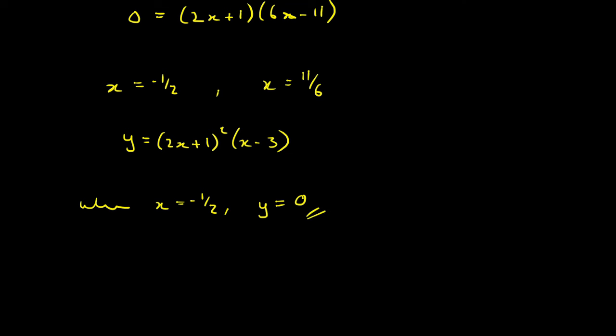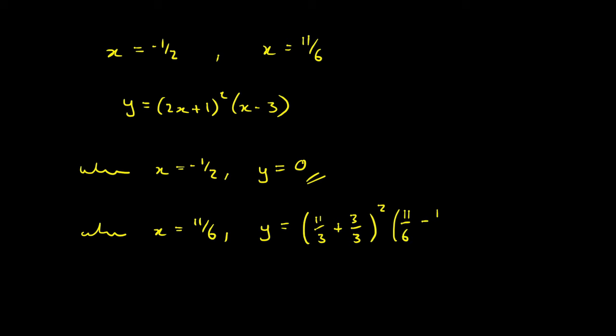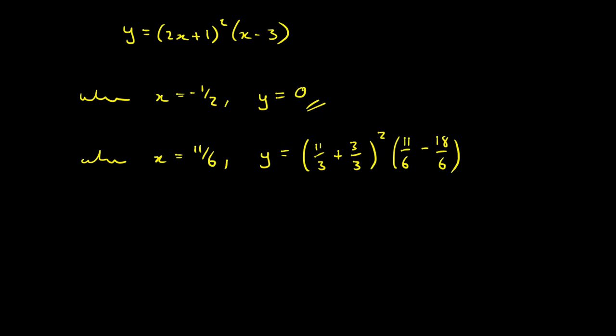That's that point there. And then when x is equal to 11 upon 6, we've got to substitute it in a bit more carefully. So we're going to get 2 times by 11 upon 6, which is 11 upon 3, plus 1. Well, 1 can be rewritten as 3 upon 3, all squared. And then we've got 11 upon 6 minus 3. And I'm going to rewrite that 3 as 18 upon 6. Okay, so I want to make sure my fractions are all nice. Okay, 11 upon 3 plus 3 upon 3 is 14 upon 3, all squared. 11 upon 6 minus 18 upon 6 is negative 7 upon 6.